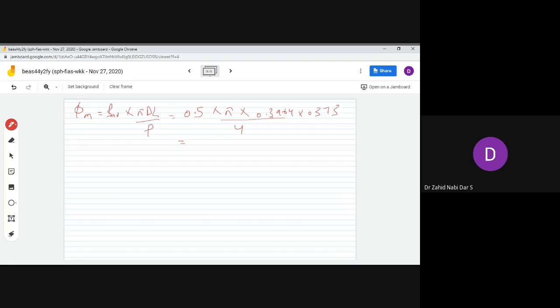So how much would be the phi m value? Phi m value would be 0 divided by 4, that is 0.0581 Weber. So this value you have to substitute. Now you can calculate the TS value. So TS value would be equal to how much?